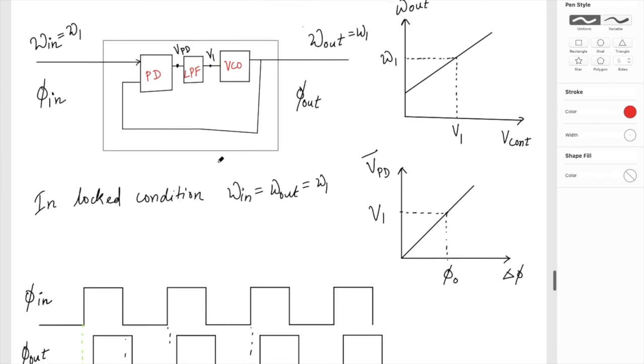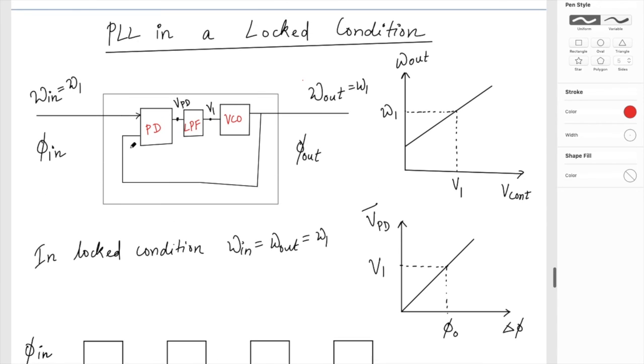Basically, in this case, I need to have a finite phase difference of phi naught, and this ultimately will give a finite voltage V1, because of which it will be oscillating at a frequency omega 1.